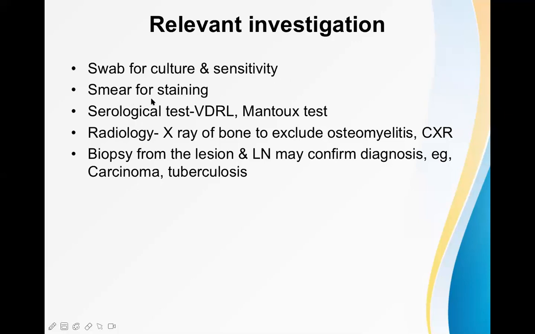We can take smear for staining, like Gram stain, like AFB stain. Gram stain is mainly done for bacteria, and AFB stain is mainly done for which organism? AFB stain. Mycobacterium. Exactly. Mycobacterium tuberculosis or Mycobacterium leprae. These are the two important examples you can quickly give. Or you can also say atypical mycobacteria as well.